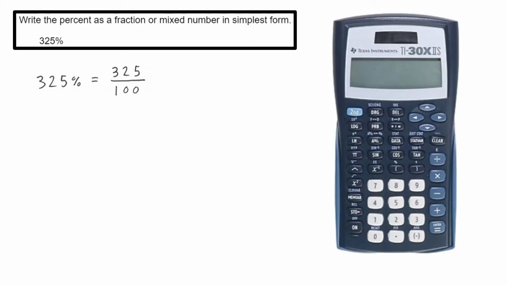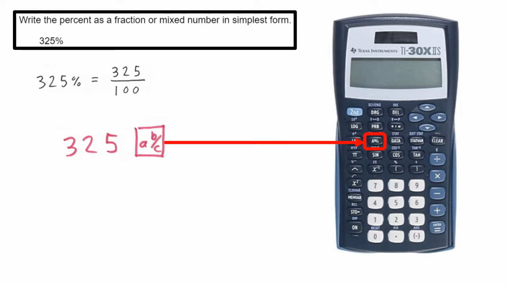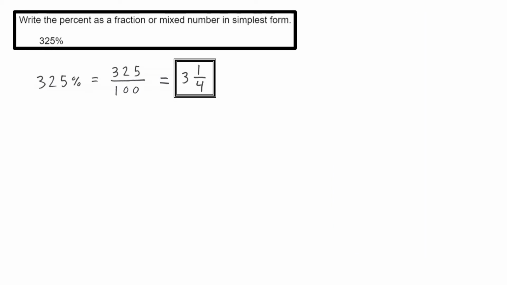To simplify this, we can use a calculator. Most calculators have fractional capabilities. This one has the button A, B over C. It looks like a mixed number. To simplify this particular fraction, you type the numerator, the fraction button, the denominator, and the equal sign. And the calculator will give us the whole number portion, and it will reduce the fraction portion into simplest form. And that's the answer.